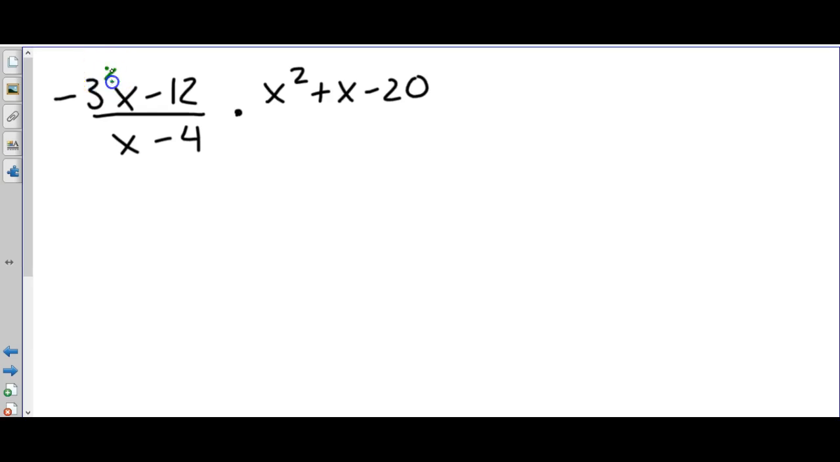So both of these divide by 3, and when the first term is negative, we're going to use a negative 3. So we have negative 3, then we divide. Negative 3x divided by negative 3 is positive 1x. Negative 12 divided by negative 3 is positive 4.